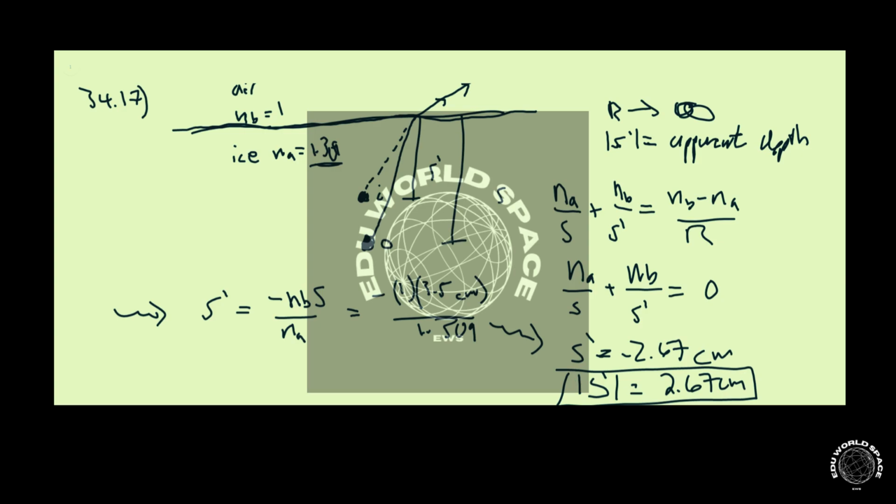Perfect. So what this is saying is that when the light goes from ice to air, it is bent away from the normal, and the virtual image becomes closer to the surface than the object. Awesome.